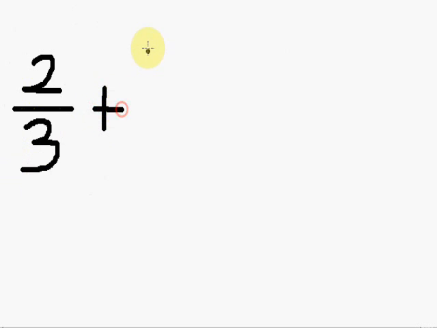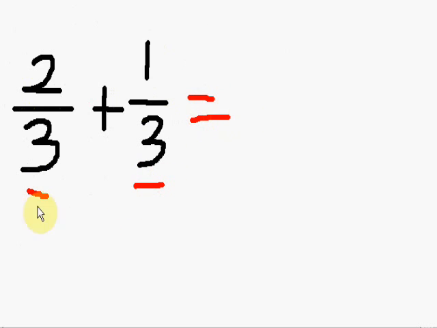We're going to start by looking at the addition of fractions, and we're going to start off by looking at fractions with the same denominator, adding fractions that have the same denominator. And we can look here at 2/3, and we're going to add this to 1/3. And if you look carefully, these two fractions have the same denominator.